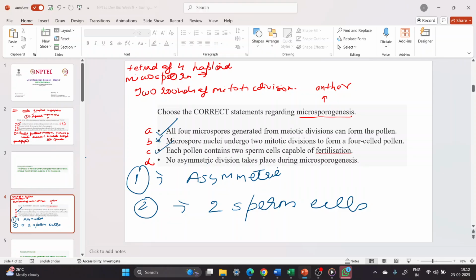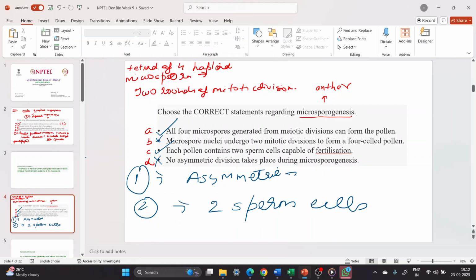And the fourth statement is, no asymmetric division takes place during microsporogenesis. Is it true or false? No, it is a false statement. Why? Because just now we have discussed that the first mitotic division is asymmetric, which generates a small generative cell and a large vegetative cell, and the second mitotic division produces two sperm cells.